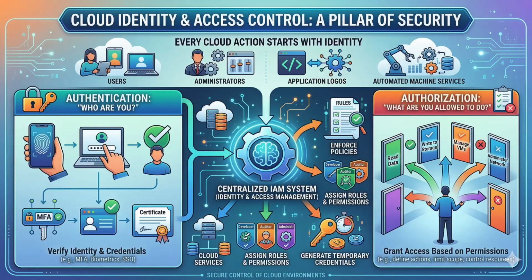Identity and access control is one of the most important pillars of cloud security because nearly every action in the cloud begins with an identity. That identity may belong to a user, an administrator, an application, or an automated service. Authentication answers the question, who are you? While authorization answers, what are you allowed to do? In cloud environments, those decisions are often made through centralized IAM systems that issue roles, permissions, policies, and temporary credentials.